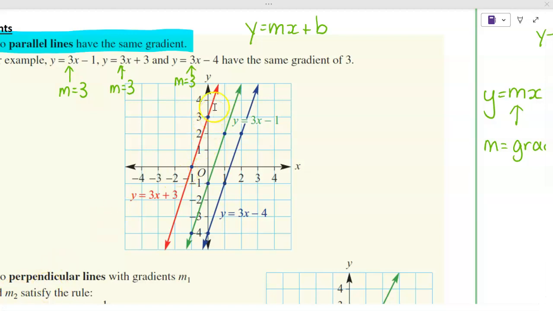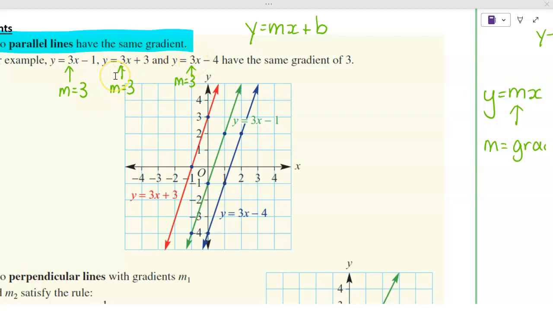Now, in previous lessons, you practiced drawing lines that look like y equals mx plus b, and we did that by finding where it cuts the y-axis and where it cuts the x-axis. You could still do that for those and draw them, but today I'm more interested in us having a look at what is happening out the front of the x.